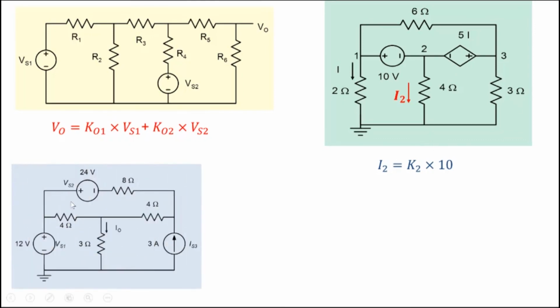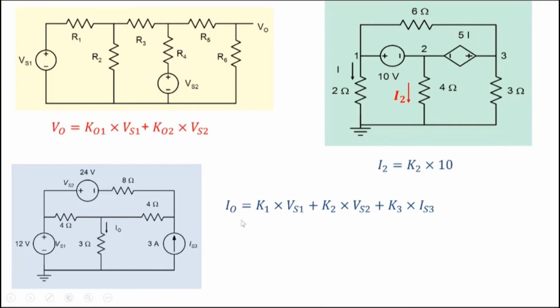Well, let's look at this circuit here. We have three sources here. So in this case, let's say our interest is in current I0. I0 would be due to VS1, this 12 volt source. I0 will be due to VS2, 24 volt here. I0 will be due to IS3, which is 3 amperes here. So in general, we can write this up: I0 is K1 into VS1, plus K2 into VS2, plus K3 into IS3. When we derive, this is what the expression is going to look like.